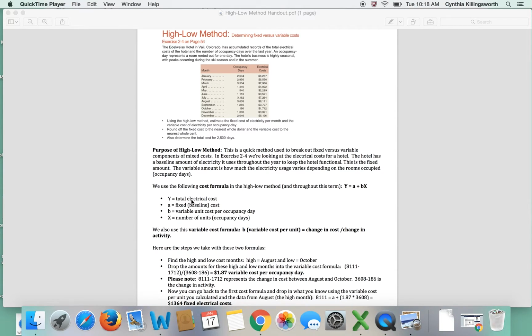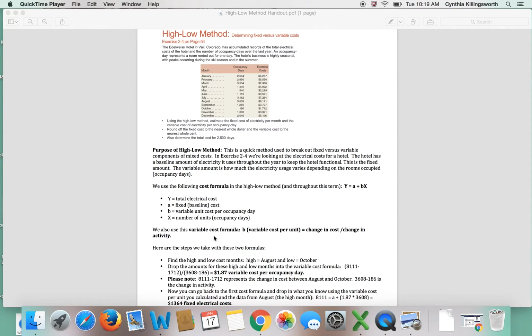So y is our total electrical cost, just like we have a total electrical cost up here in this per month table. Y equals a, our fixed baseline cost, plus the variable cost per occupancy day, so the variable rate, times the number of units, so how much we use the hotel. That makes sense. What is our total cost? It's the fixed cost plus the variable cost based on how much we're using it.